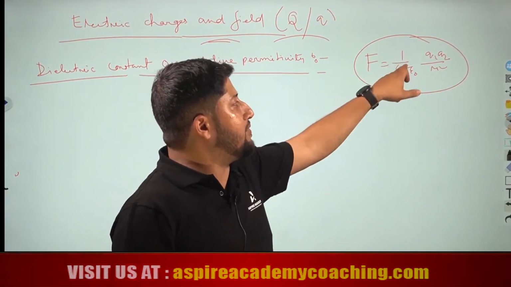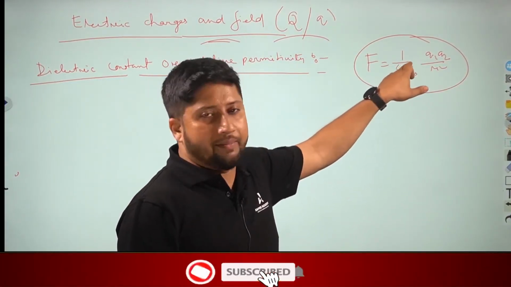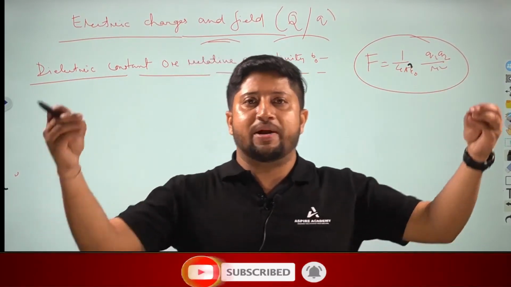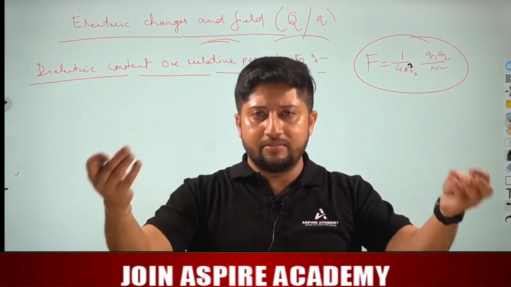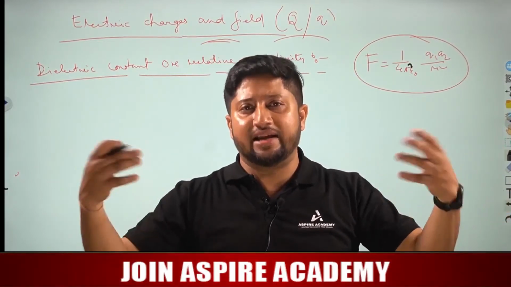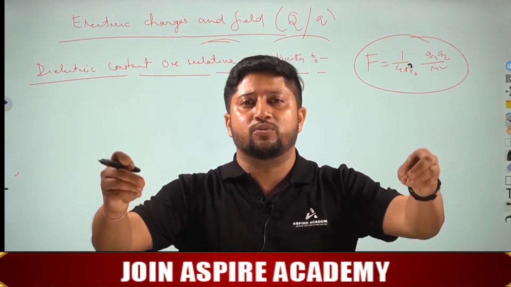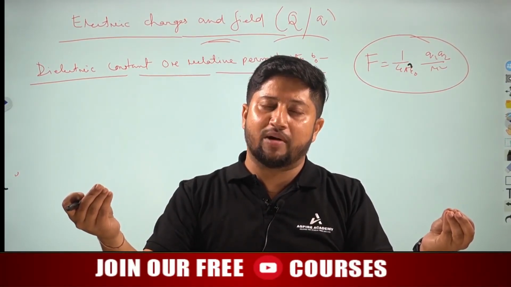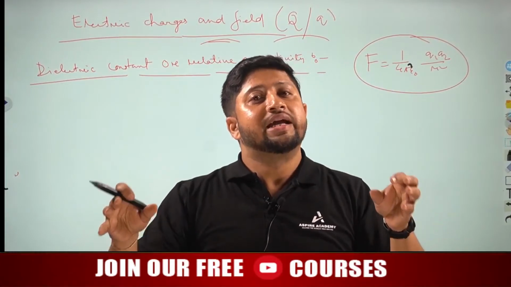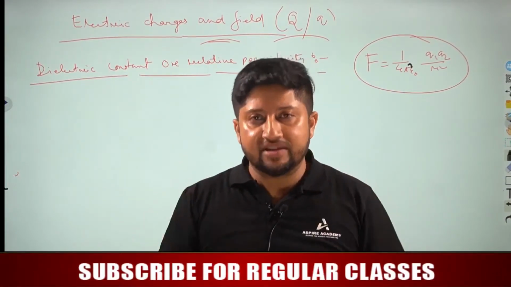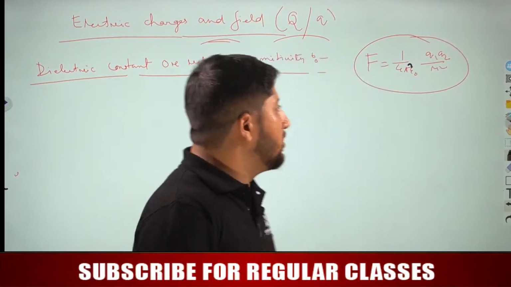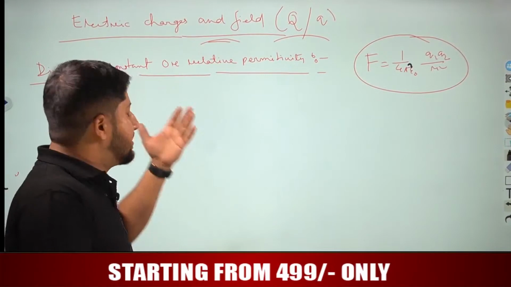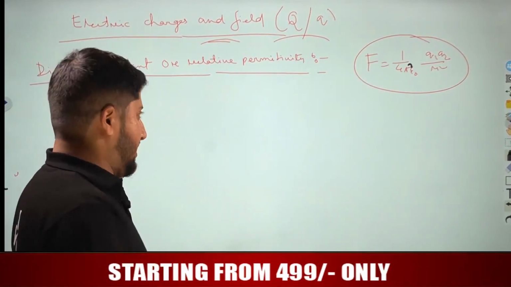Because 1 by 4 pi epsilon naught involves the permittivity of free space. Suppose the two charges are placed in a medium, whether water, air, gas, or anything else. Then is F equal to 1 by 4 pi epsilon naught Q1 Q2 by R square? No, because it will change; it may decrease or increase. This topic is called dielectric constant or relative permittivity.